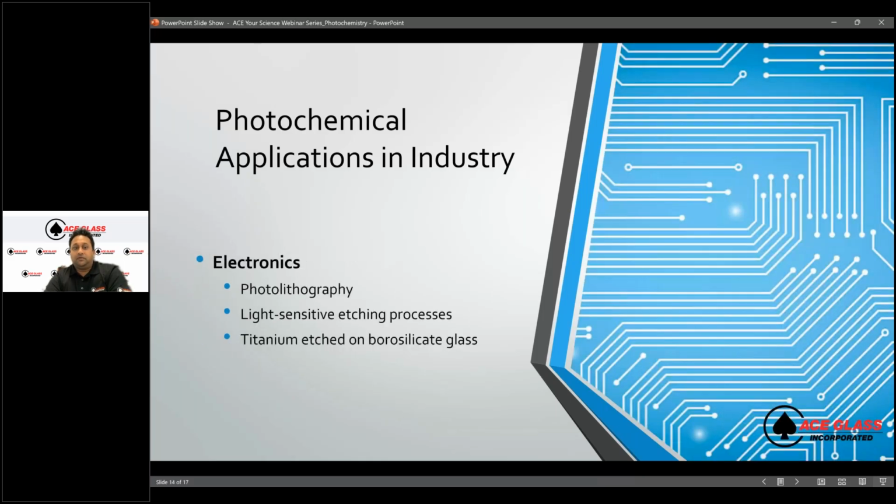We can also use photochemistry for photolithography, which is really popular in the electronics industry. And one interesting aspect is that you can etch titanium onto borosilicate glass. So although we don't offer the etching capabilities, the glassware that needs to be used is definitely compatible with this process. So if there's anything that you need that's a unique surface or whatever that is, we can now create that for you, and then you can etch onto it whenever needed.